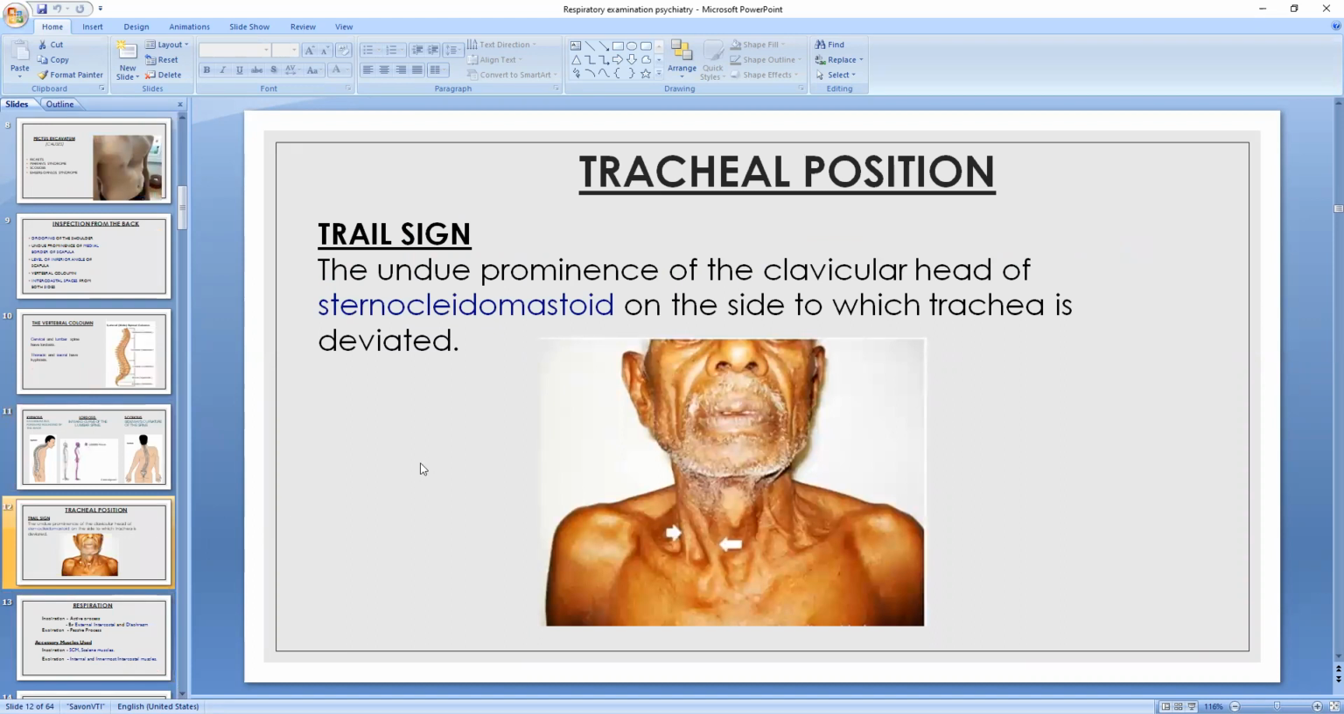We can also look for the tracheal position with the help of the Trail sign, that is due to undue prominence of the clavicular head of the sternocleidomastoid on the side to which the trachea is deviated.